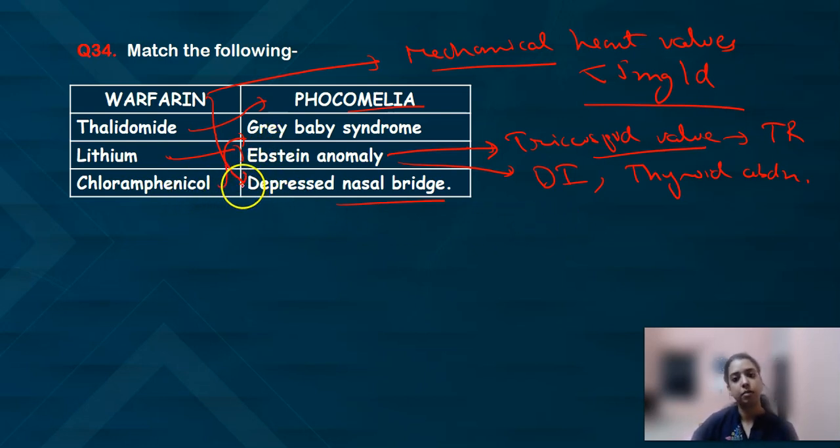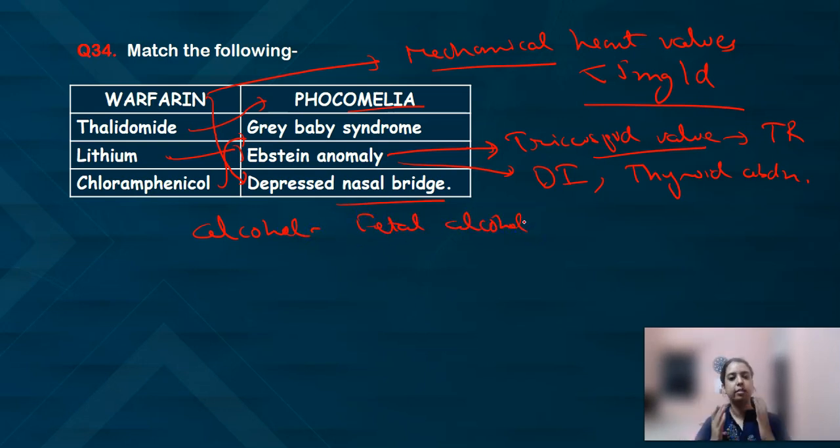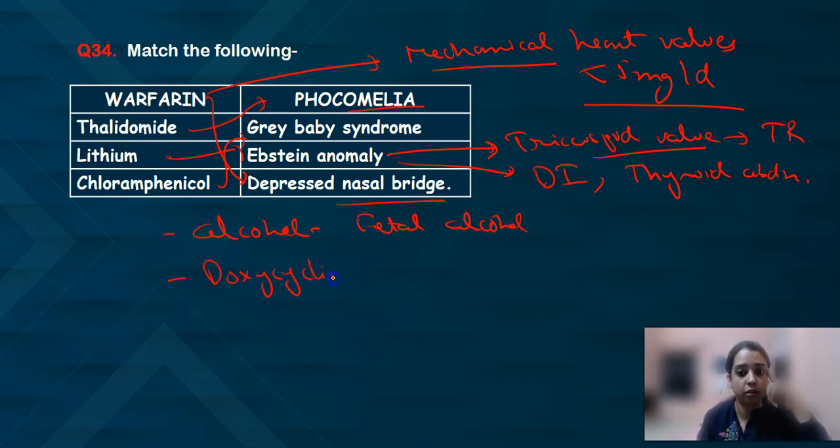Chloramphenicol can lead to grey baby syndrome. It's an antibiotic which can lead to grey baby syndrome. Other teratogens which you should know about: alcohol can lead to fetal alcohol syndrome. In fetal alcohol syndrome, there is abnormal CNS development, all the central structures. So there is nasal hypoplasia, the philtrum is not formed, vermilion is small. Doxycycline is again another contraindicated antibiotic because of the browning and discoloration of the teeth and abnormal development of the bones. So it is also not given.